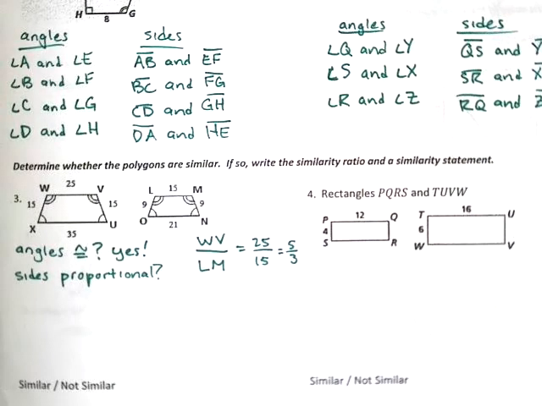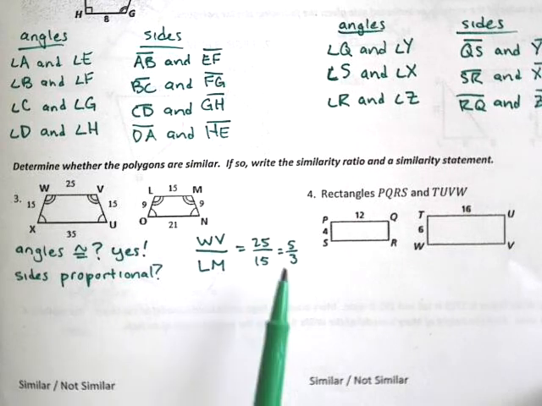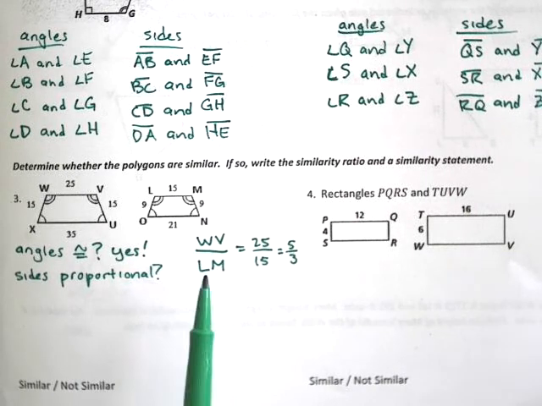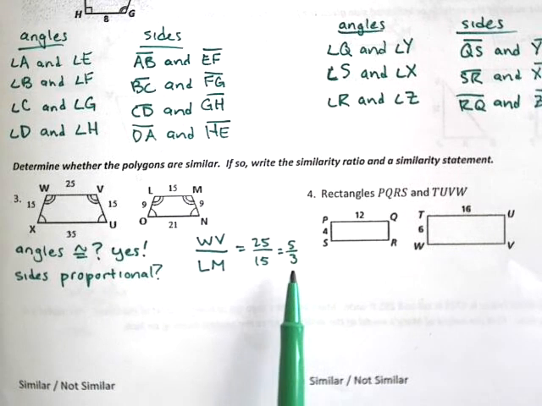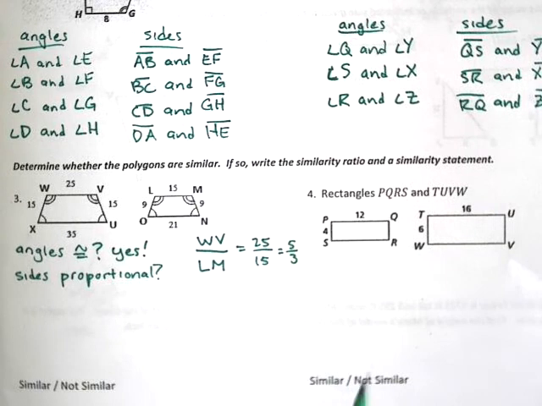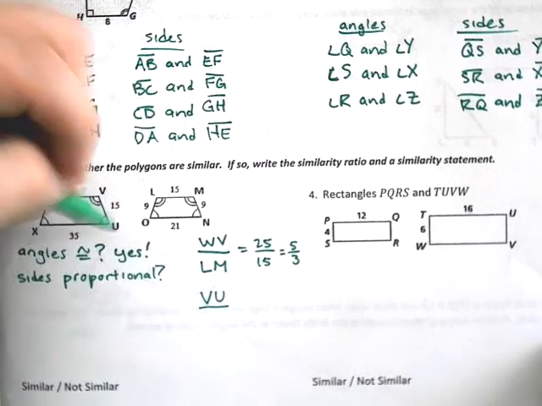Why do I care about this? I care about this because now I know that every single proportion that I set up, when I set up the proportions of the other corresponding sides, I need to get 5/3, okay? They all have to have the same similarity ratio. So let's check it out. Let's keep going. VU lines up with MN.